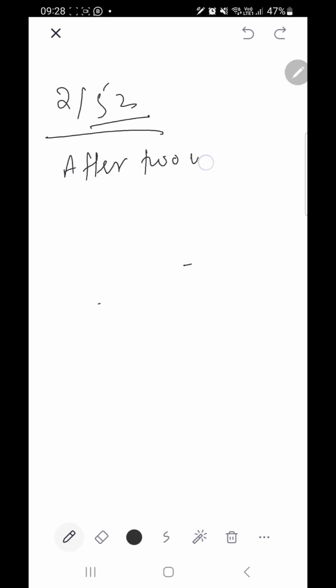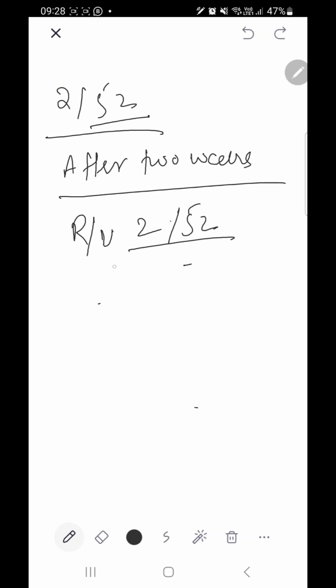A few things that were missing I would like to add over here. A few abbreviations, such as we can see normally in the case notes, 2 by 52. 52 is the number of weeks per year, so it is the way it's written. We can write down, let's say, after 2 weeks. Or if it's written RV 2 by 52, it means review after 2 weeks.